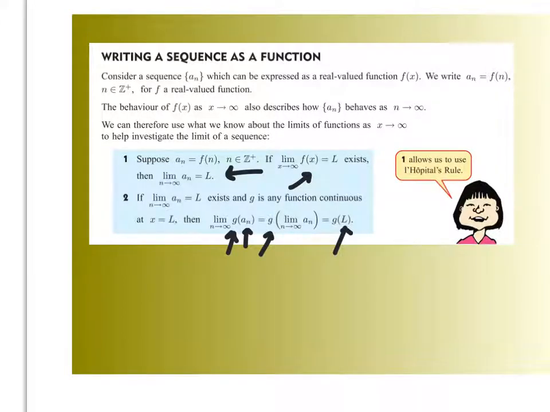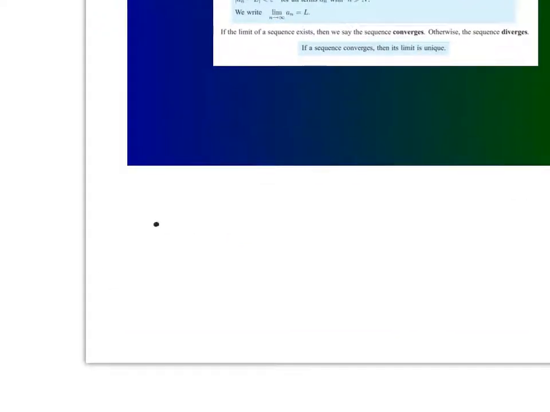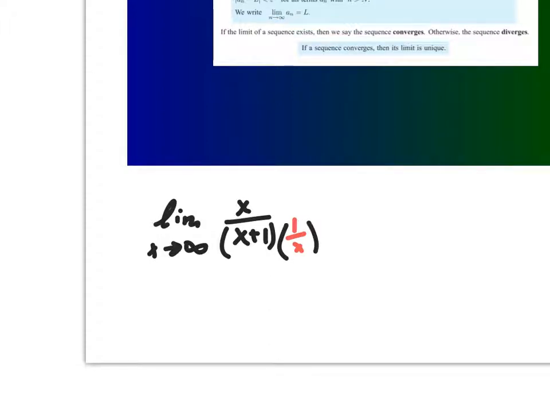So let's do some work here. Consider this function x over x plus 1. This is just properties of limits, you guys. Okay, so if I took the limit as x goes to infinity of x over x plus 1, one method that we have used before is to multiply everything top and bottom by 1 over the largest degreed term in the denominator. Right? So I would do this, multiply top and bottom by 1 over x.